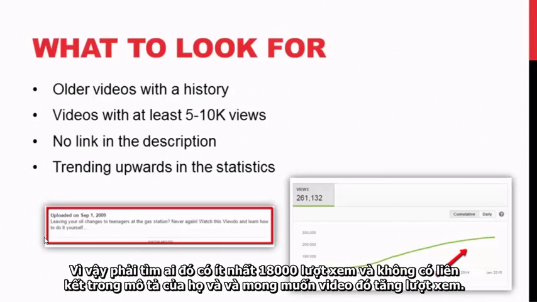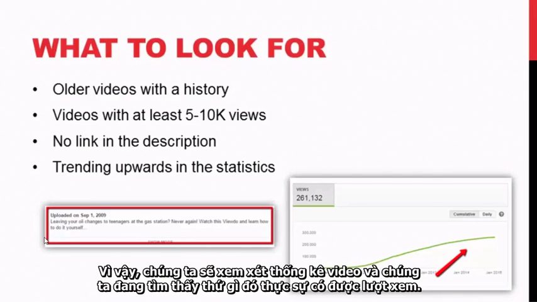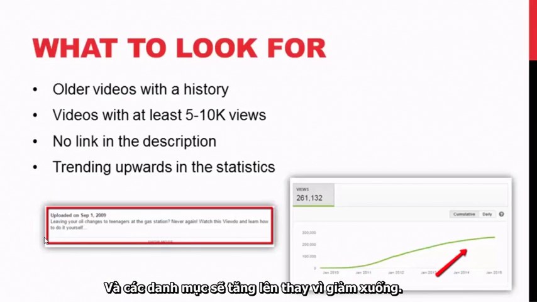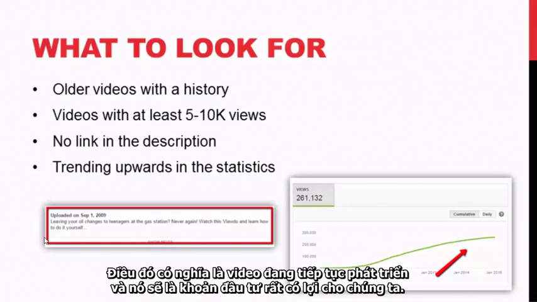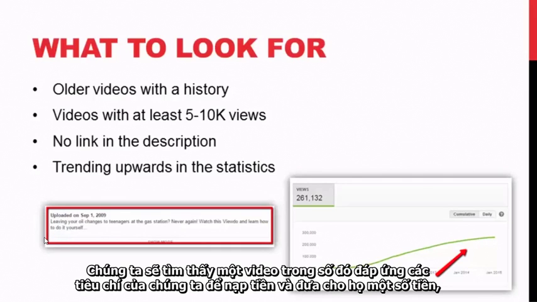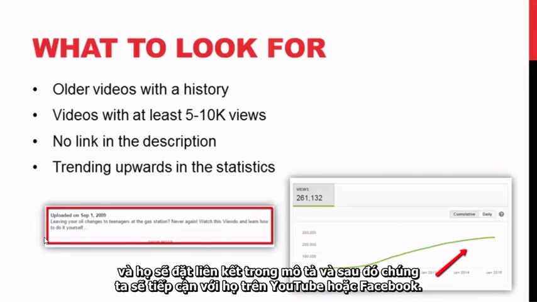So we want to find someone that has at least 10 to 15,000 views. They have no link in their description, and we want something that is trending upwards. So we're going to look at the video statistics, and we want to find something that's actually getting views and is kind of going upwards instead of falling off or falling flat. That means the video is continuing to grow, and it will be a very profitable investment for us to go ahead and reach out to them and offer them some money to put a link in their description.